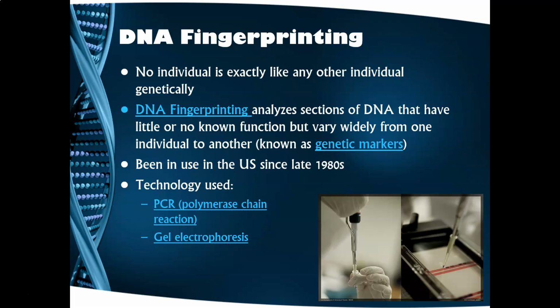And so that 1/10 of a percent is more than likely the pieces that don't code for proteins, as a result have never been worked on from a natural selection standpoint, and as a result have a lot of variation within them. That's what DNA fingerprinting is going after, and those pieces of our genome that we know vary widely from one person to the next are these genetic markers that we're going to utilize for DNA fingerprinting.